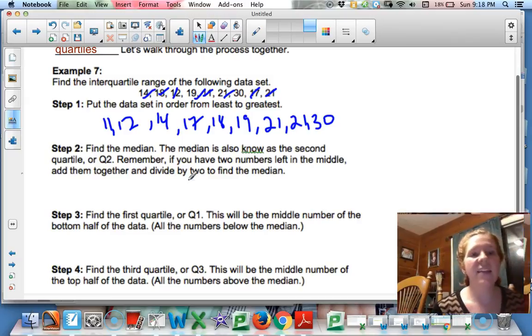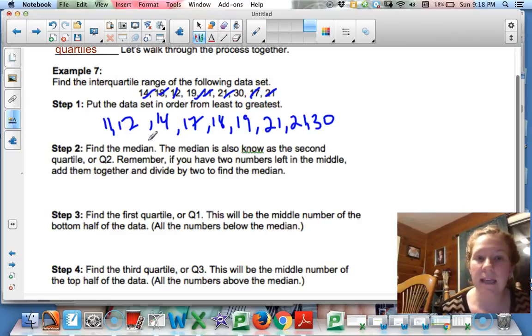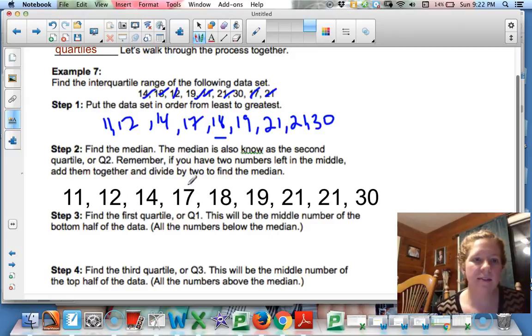Okay? Now the next thing you're going to do is find the median. Median is also known as the second quartile, or Q2. Remember, if you've got two numbers in the middle, then you have to add them up and divide. But for this one, I've got 4 on each side. So my middle number then is 18.